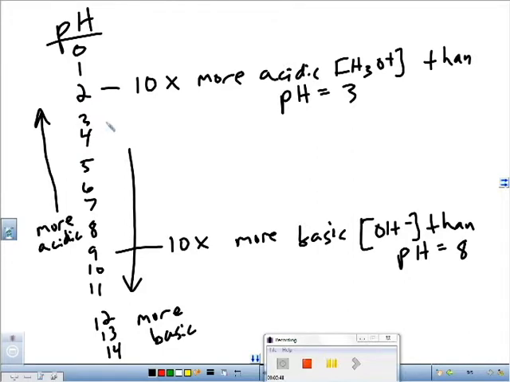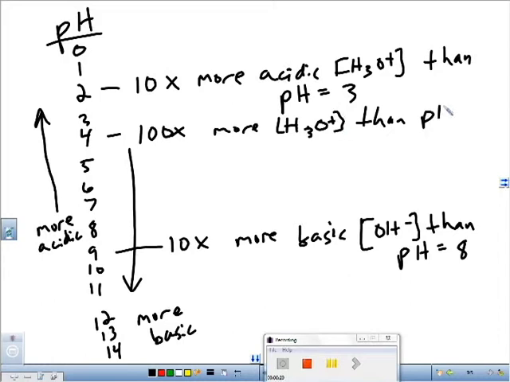What about, let's make up another one, 4. That's 100 times more H3O+ than, again, that's concentration, then pH equals 6 is correct. Because every jump towards 0 is 10 times more than the one before it.